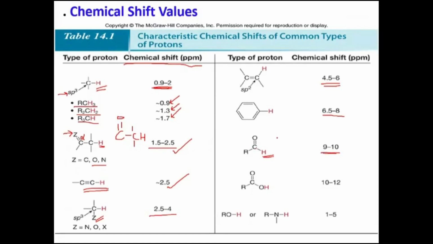Please don't confuse this hydrogen with this hydrogen. Here it is directly attached to the carbonyl, here it is alpha to the carbonyl group or the double bond. Then carboxylic acid hydrogen, the acidic hydrogen, you can see it is highly de-shielded, its value is 10 to 12. Then you have alcoholic or amine hydrogens, the value is between 1 to 5. Now you are expected to remember all these values, and don't worry, you have also remembered IR values, so this is a little bit easier from that.